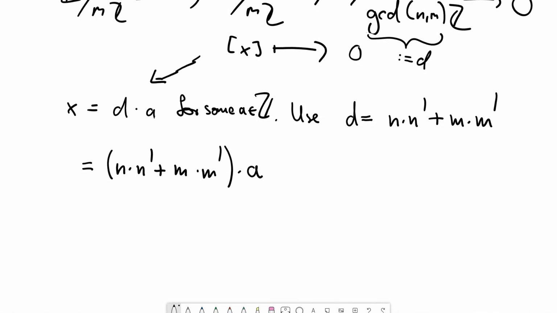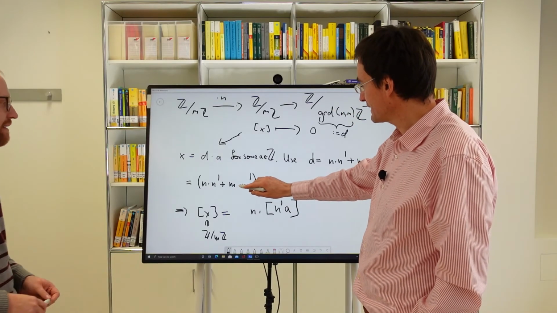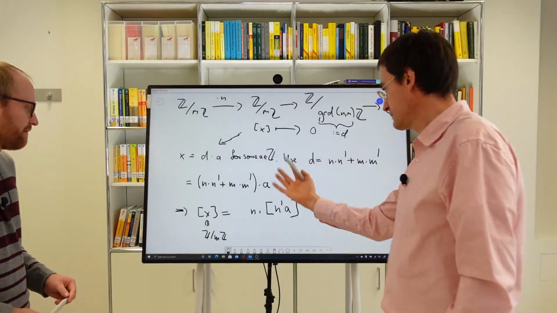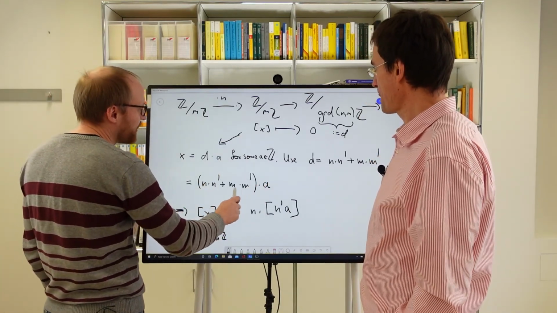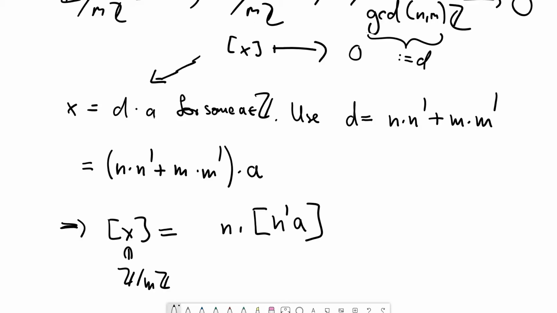So we have this, and this implies that this X as an element in Z mod M is n times n prime A. And therefore in the image, because this m times m prime A can be ignored, since a multiple of m is just 0 in this group, it's in this quotient represented by n times n prime times A, because this one is a multiple of m. And yeah, so an element of the kernel lies in the image, and that's all she wrote.